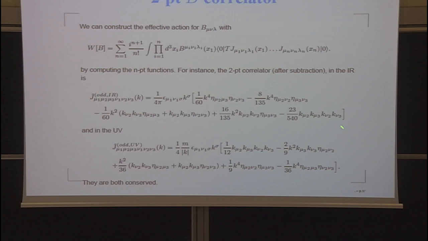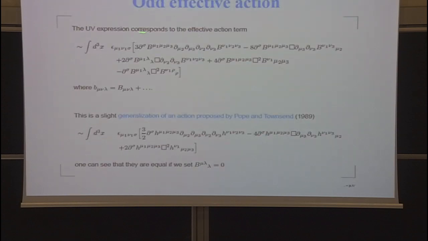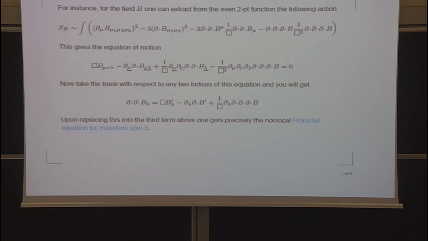And this is the parity odd term, and this is the parity even term, the parity even 2-point functions. And when we consider the action that they give rise to by plugging this result in the effective action, what we find is this. And this is something well known because it's a slight generalization of an action proposed by Pope and Townsend a long time ago. Well, this is for the odd part. For the even part, we find something like this.